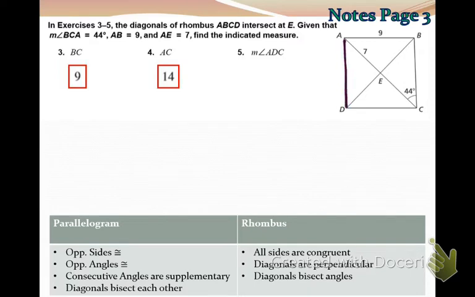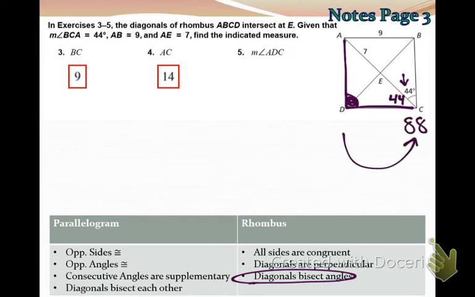Last one is ADC. What is the only angle we're given? 44. So if you look, it's not the entire angle, but you could find the other piece. What do we know about the angles sitting at the diagonal? They're bisected. So if the right half is 44, then the left half is 44. So then what's the measure of the entire angle? 88. So the reason we did this, we want to find our left corner.